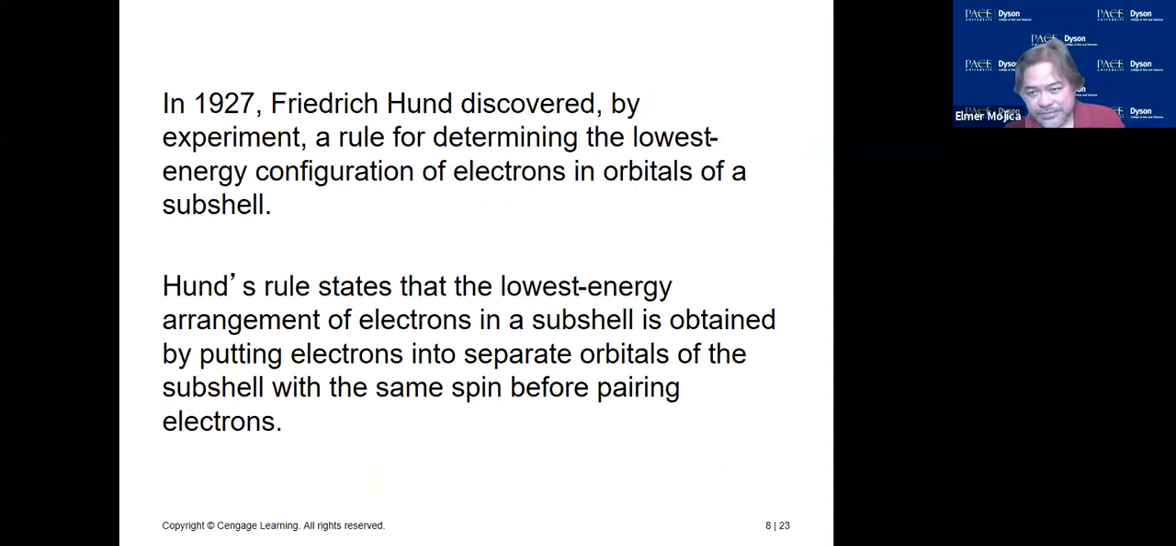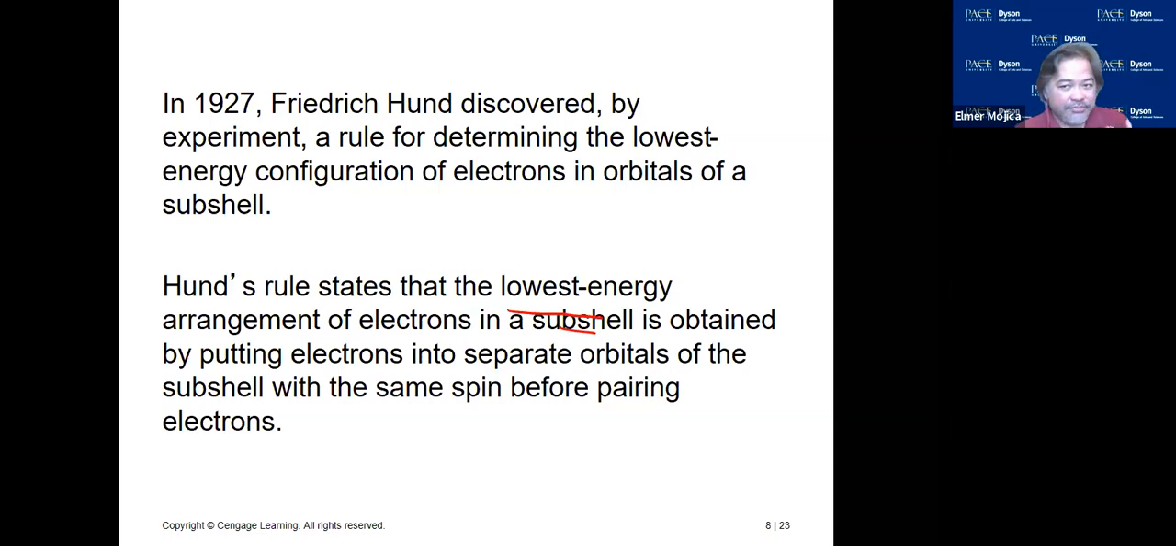Hund's rule. In 1927, Friedrich Hund discovered by experiments a rule for determining the lowest energy configuration of electrons in the orbitals of a subshell. Hund's rule states that the lowest energy arrangement of electrons in a subshell is obtained by putting electrons into separate orbitals of the subshell with the same spin before pairing the electrons. Okay, so what does this mean?